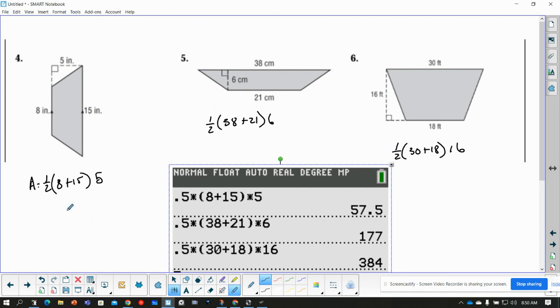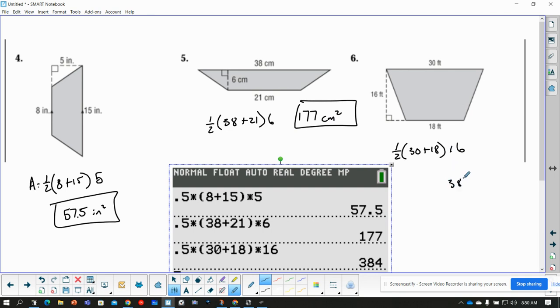Then you get, okay, this is 57.5 inches squared. The second one was 177 centimeters squared. And the third one here, 384 feet squared. All right, now let's look at the last question here for these exercises.